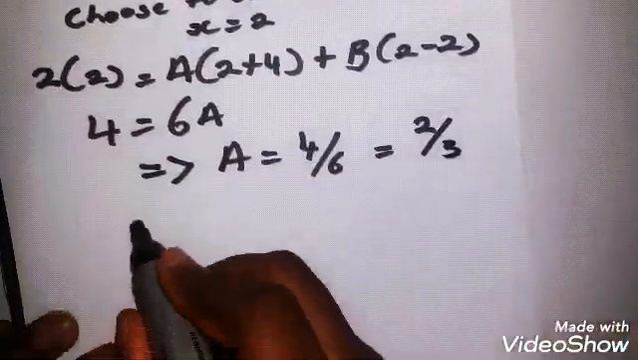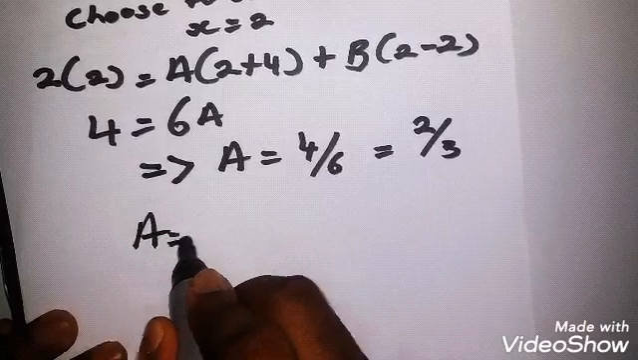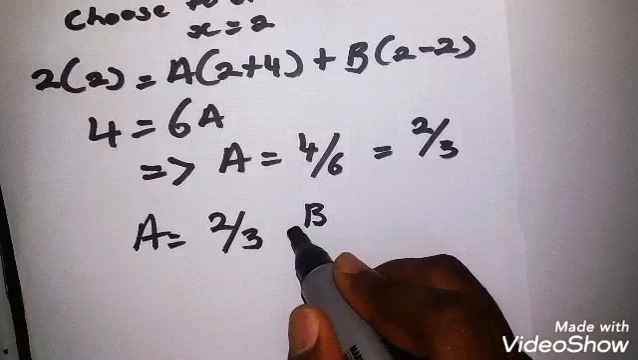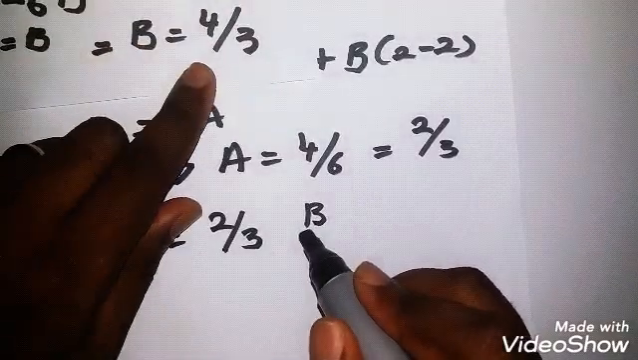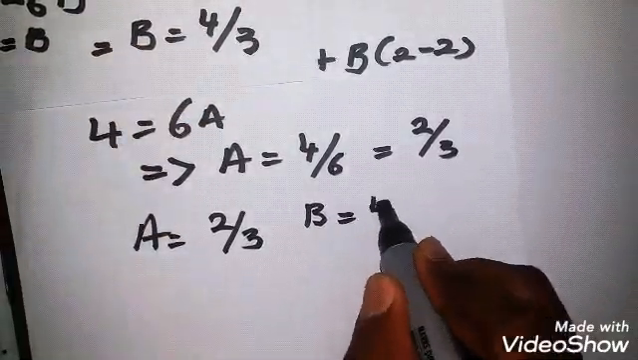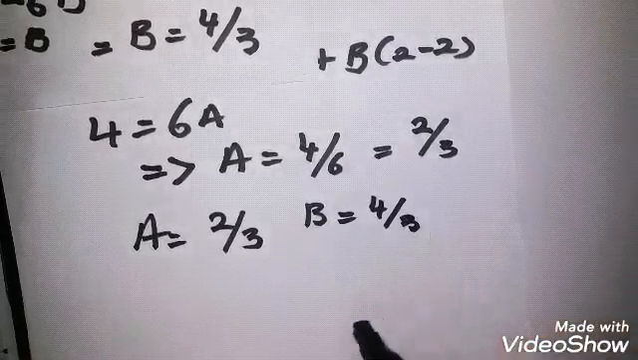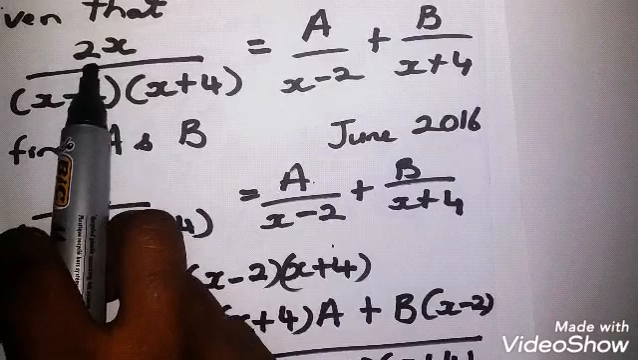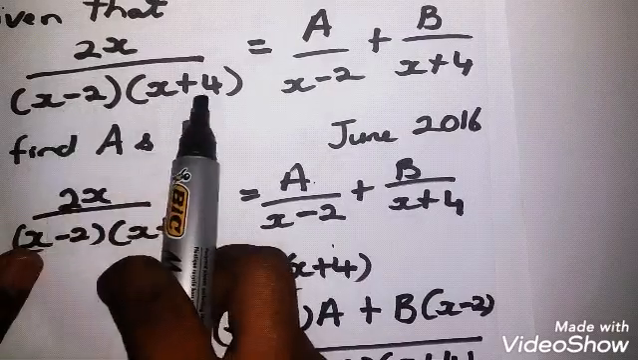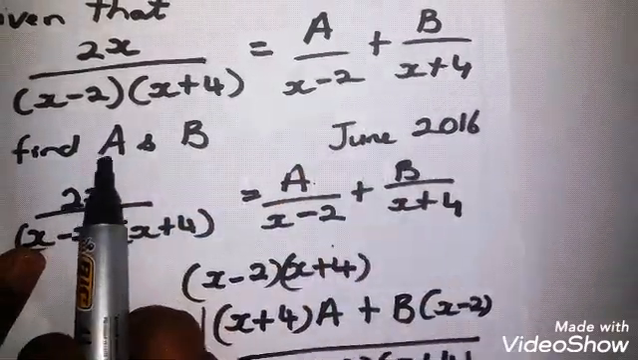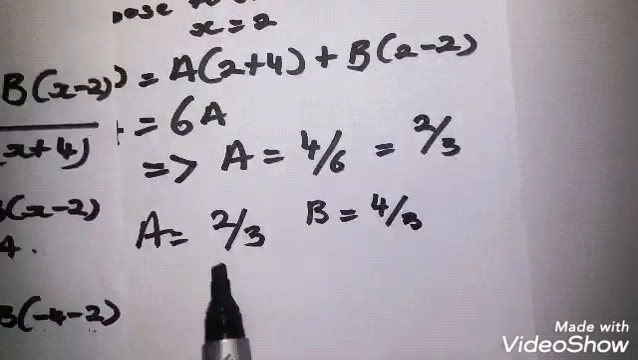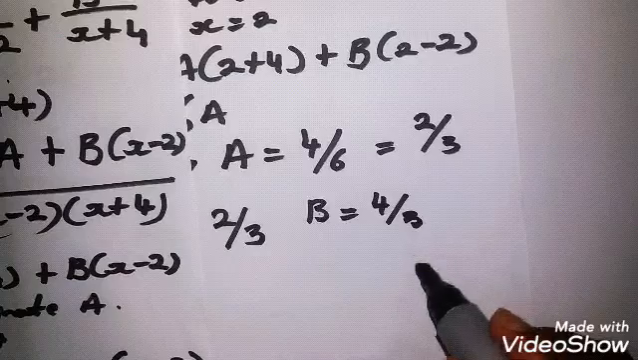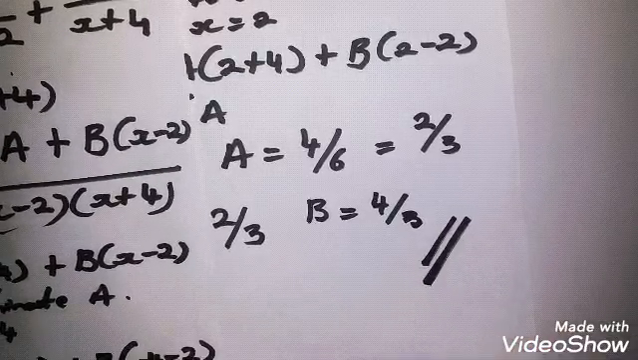So now we've got our values. We have a to be 2/3, and we have b to be 4 on 3. So our question was this: given that 2x over x minus 2 times x plus 4 equals a on this, so we found a is 2/3 and b is 4 on 3. Good.